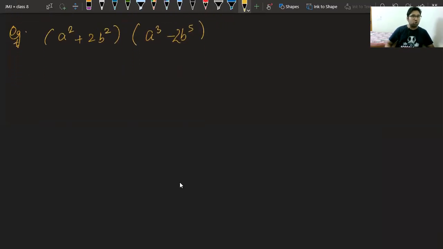So a square plus 2b square, multiplied with the bracket a cube minus 2b power 5. Please find the answer. Last question for today. Take your time, solve it and tell me the answer.